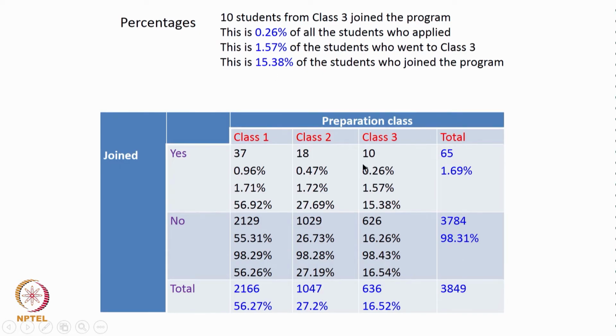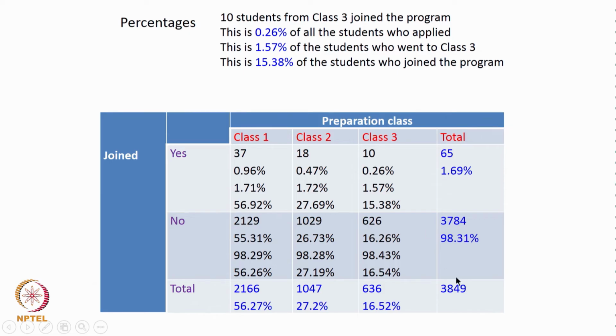So, we have these 3 ratios or percentages given here for the case of joined the program and class 3. The first one is the number who went to class 3 and joined the program out of the total. The second is the number who went to class 3 and joined the program out of all those who went to class 3. And the third is the number who went to class 3 out of the total people who joined.